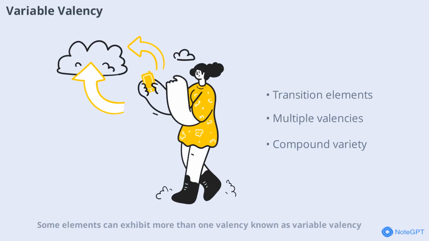Some elements can exhibit more than one valency, known as variable valency. For instance, iron can have a valency of 2 or 3, forming compounds like FeCl2 and FeCl3. This property is important in transition elements and affects the types of compounds they can form. Understanding variable valency is crucial for predicting chemical reactions.